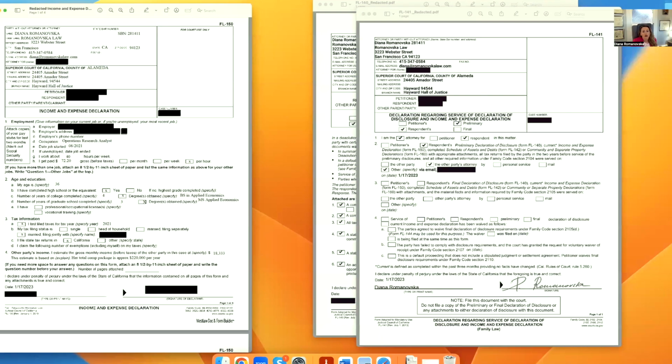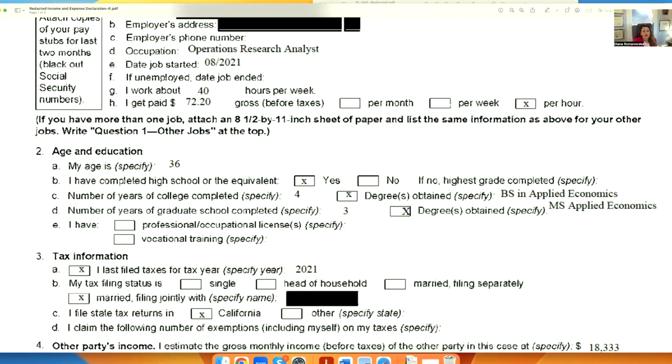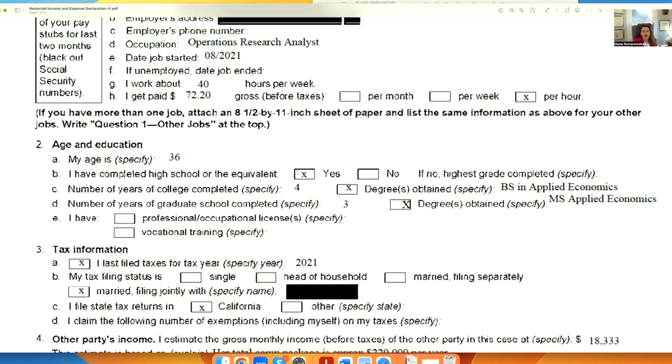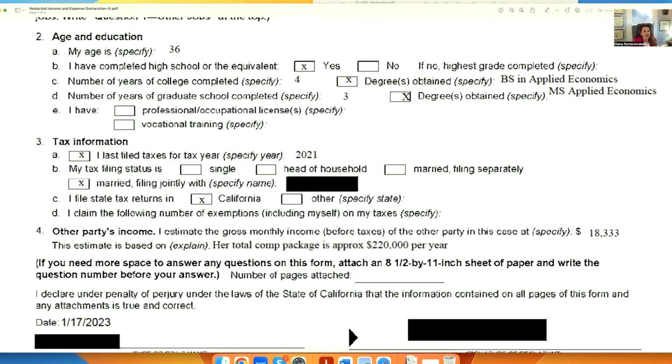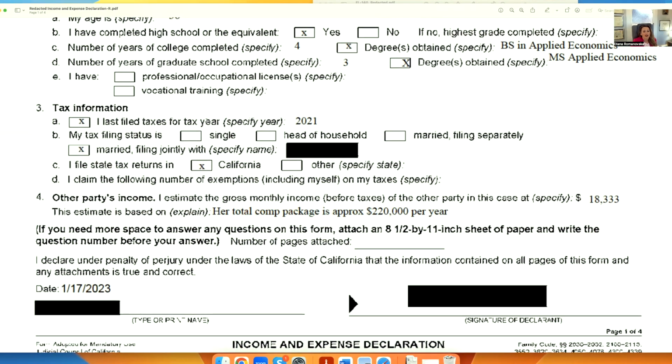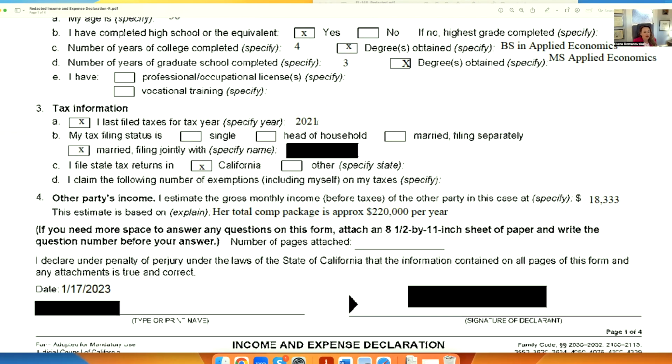Let me make it bigger. Age. I have completed high school, yes or no. Number of years in college, 4. Degree, BS in applied economics. It's funny. Number of years of graduate school completed, 3. Degree, MS, applied economics. And then tax: I last filed taxes for the year, whatever the last year was.